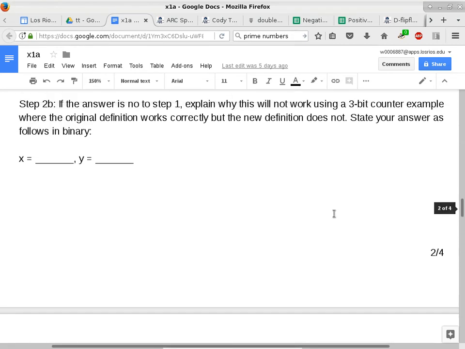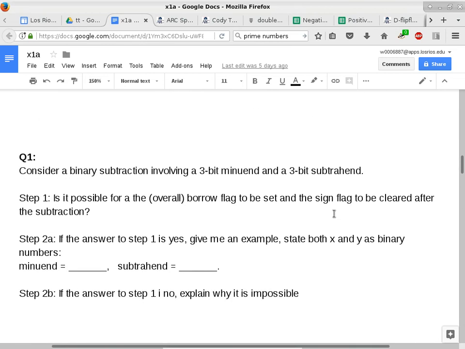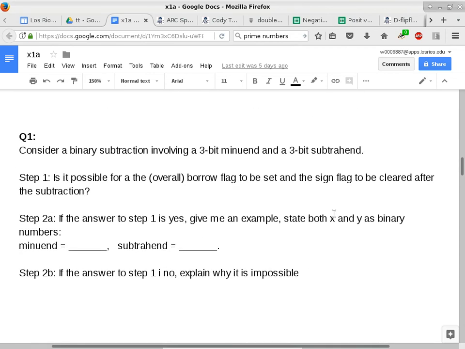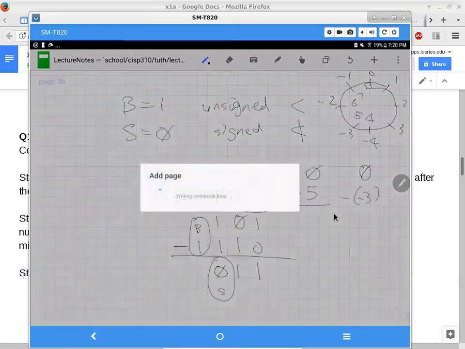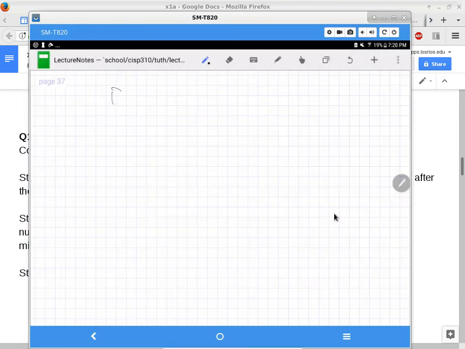What about the other way around? Let me flip this question around and say, what if I want the borrow flag to be cleared, but the sign flag to be set? How do I come up with a case like that? Let's try that one more time. This time I want the borrow flag to be a 0, but I want the sign flag to be a 1. Is that okay?